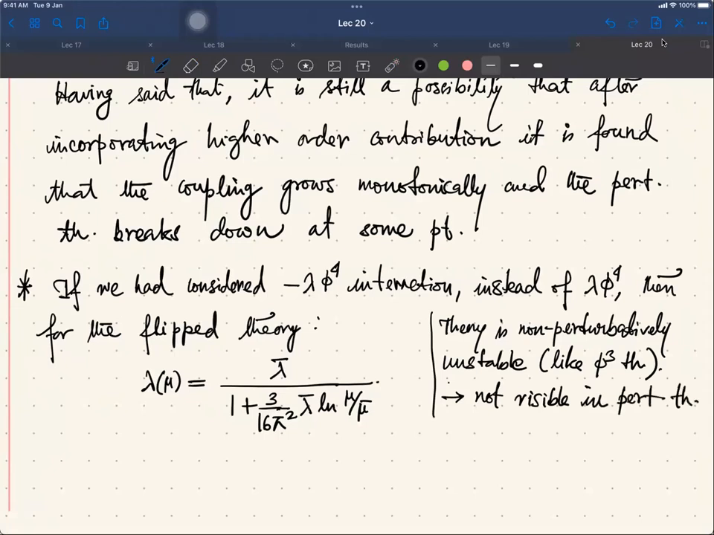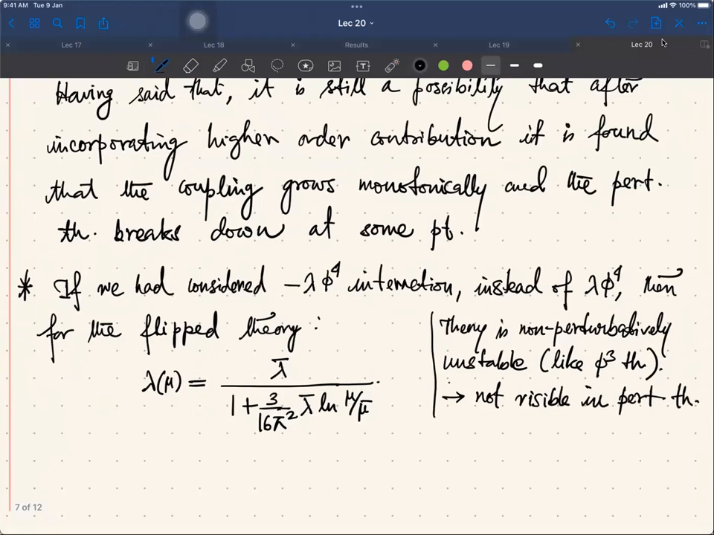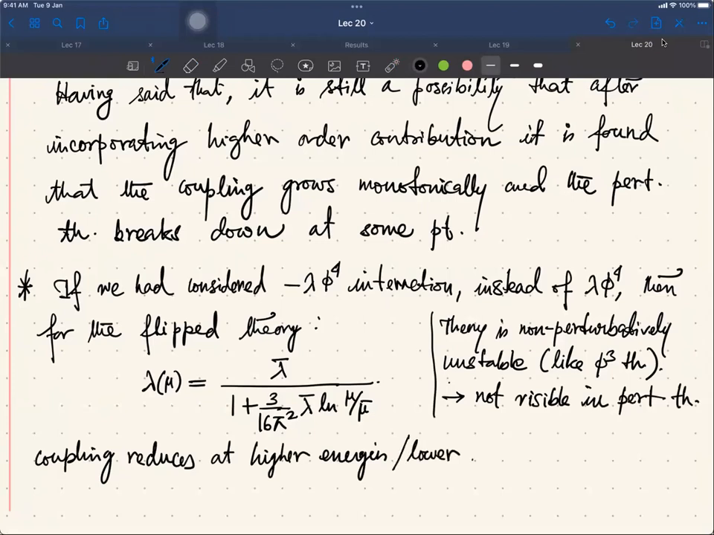Now, this situation where the coupling reduces at higher energies, or lower lengths, and the theory becomes free as mu goes to infinity, such an effect is called asymptotic freedom.